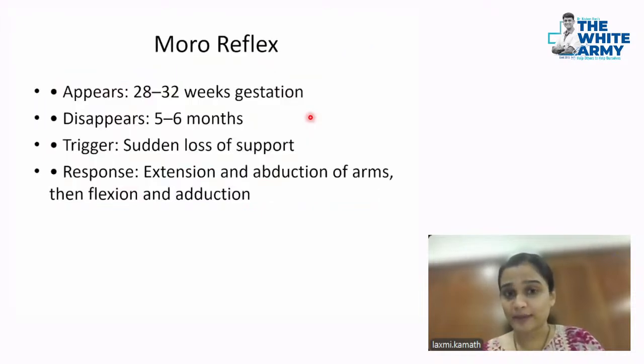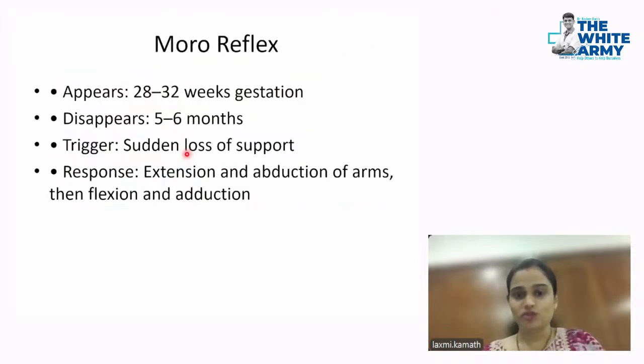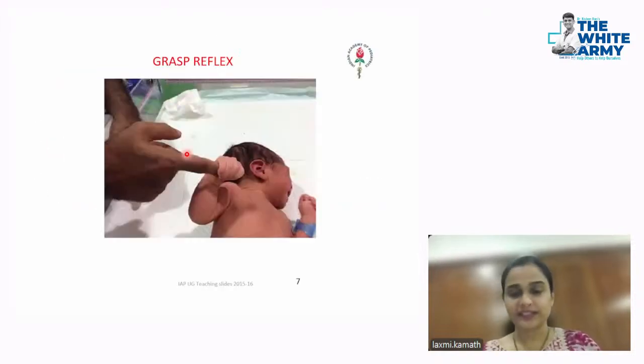But Moro appears very early, at 28 to 32 weeks of gestation, and till term it is immature. That means all 5 components won't be there. It is followed by disappearing around 6 months, so till 6 months, Moro will be there. The importance of Moro is that if the Moro reflex is complete at term gestation, it tells that the CNS is normal for the child. So this is about Moro's reflex.